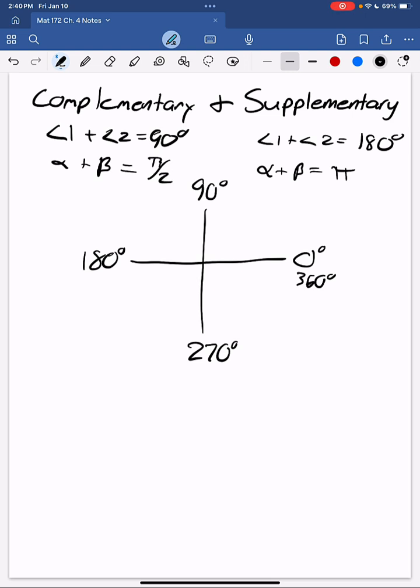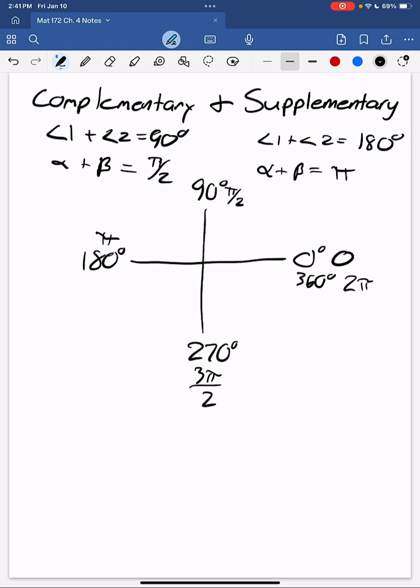From a radian standpoint, this is 0 radians. This is pi over 2 radians. This is pi radians. And this is 3 pi over 2 radians. And then we would go all the way back to 2 pi to go full circle. Think about it this way: pi is half of the circle, so pi is supplementary. And complementary would be a fourth of the circle, or 90 degrees, which is pi over 2.